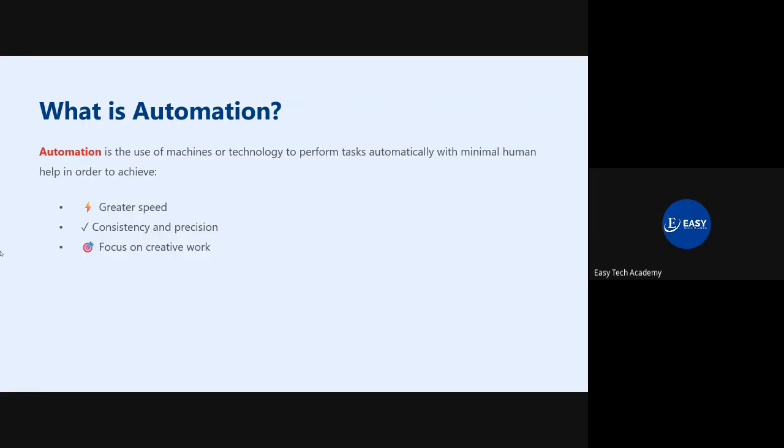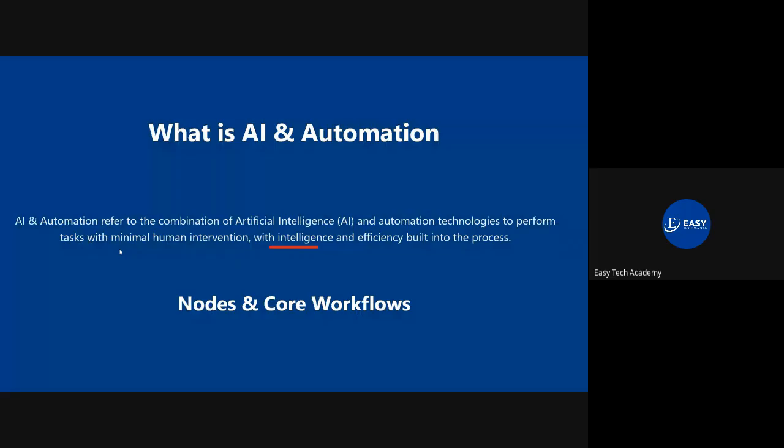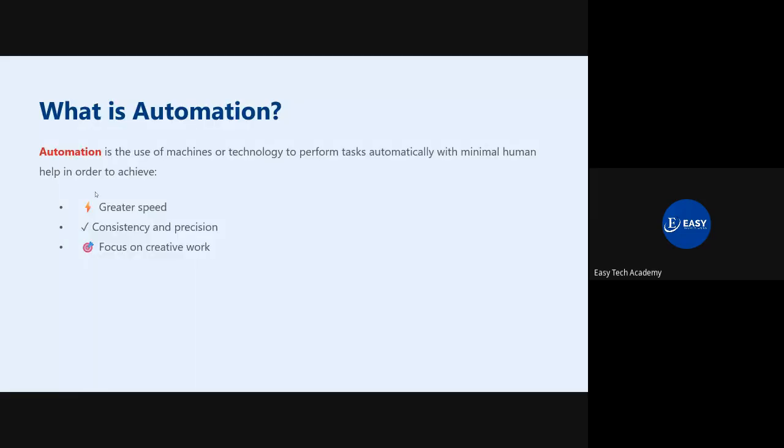Automation generally is used to do what? For greater speed and consistency. It also helps us focus on high-value tasks. Now, what is automation? Not only automation, what is AI and automation? I've defined AI, and I've also defined automation. Who can now bring these two keywords together and give us a more robust, more precise definition? Anybody? I would love to see what you can come up with.